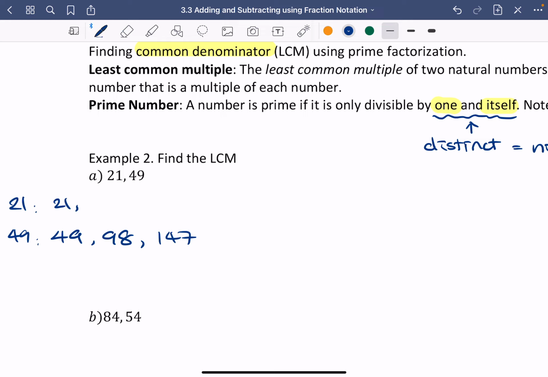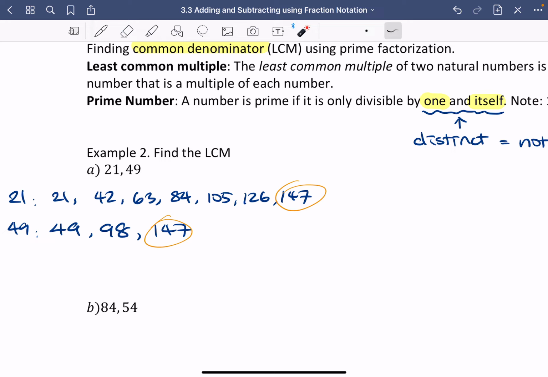And then let's use 21. The first multiple is 21, 21 times 2 is 42, and then times 3 is 63, times 4 is 84, times 5 is 105, times 6 is 126, times 7 is 147. Now you see that 147 is a multiple that both of these numbers go into. So the lowest common multiple between the two numbers will be 147.